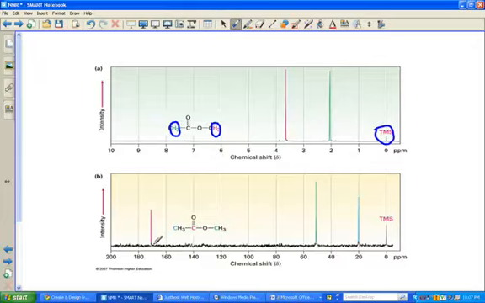When we look at the carbon NMR spectrum of the same molecule, notice there are 1, 2, 3 different carbons, therefore we should expect 3 signals, and actually that is exactly what we see. The carbonyl carbon, again, is furthest downfield. This CH3 is closer to the oxygen, therefore it's more downfield than this CH3, which is farther away from the oxygen.